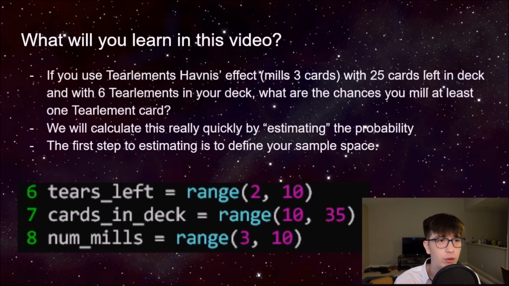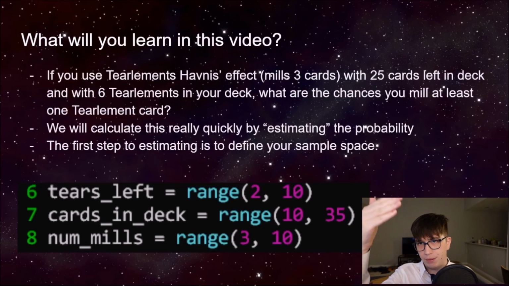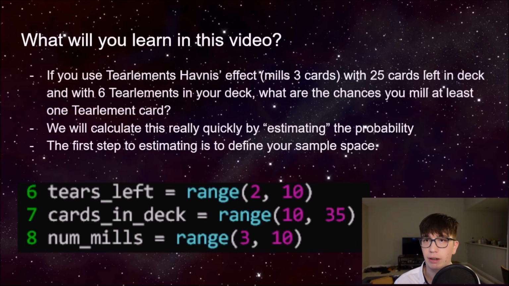Let's suppose you're in a scenario where you have a tier element's effect that mills 3 cards. And you have 25 cards left in your deck, and you have 6 tier cards that you want to hit. What are the chances you mill at least 1 tier element card? Well, this is not a complicated question to answer if you can just go online and search it up. You can plug all that stuff into a hypergeometric probability calculator. Boom, you're done, you get the answer.